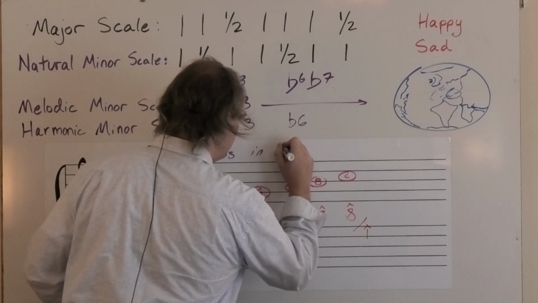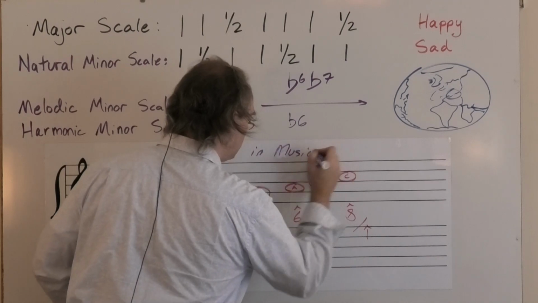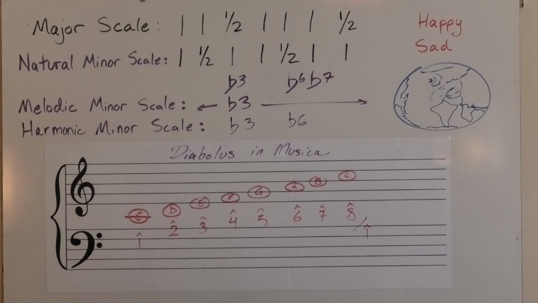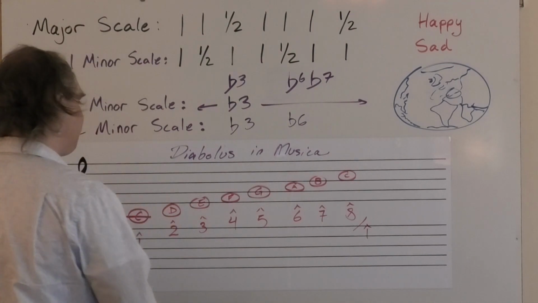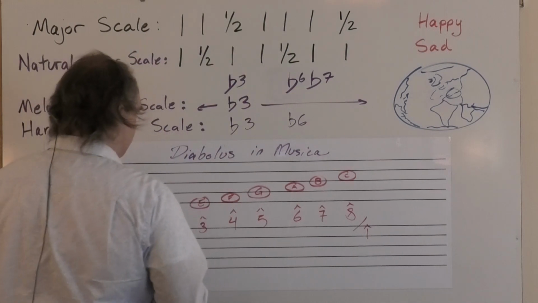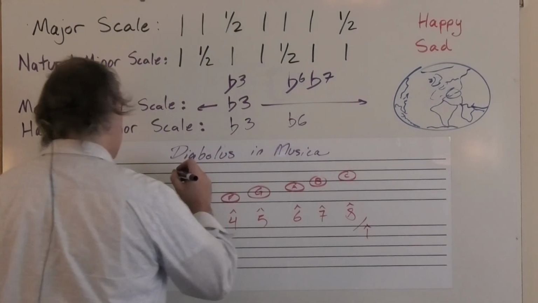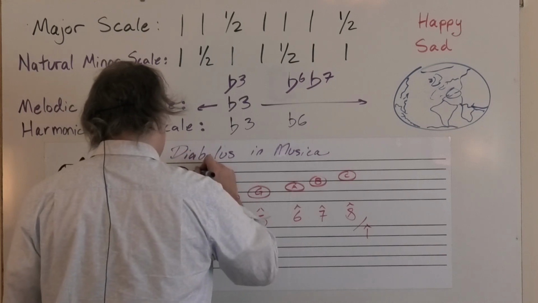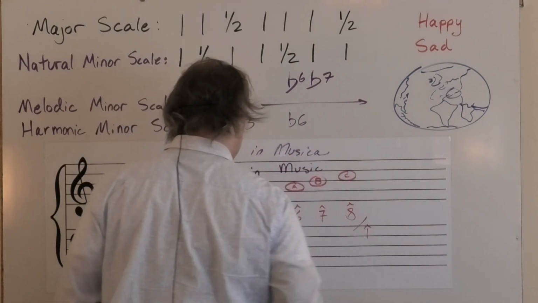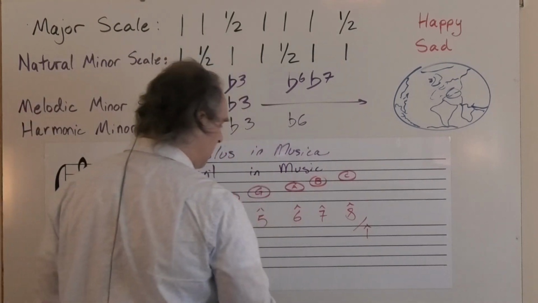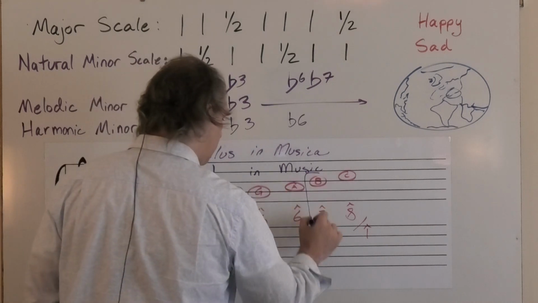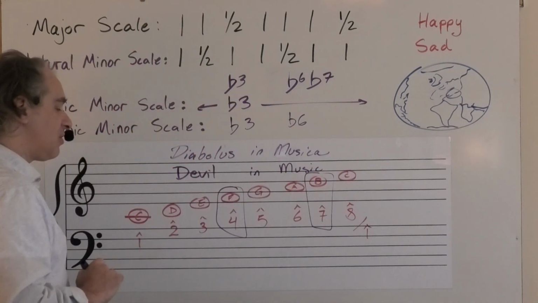Diabolus in musica. That is in the Harvard Dictionary of Music, edited by Don Randall. Don Randall signed my Harvard Dictionary of Music. So, the devil in music is called the tritone. It's either an augmented 4th or a diminished 5th, depending on how you spell it. That's the 4th scale degree and the 7th scale degree of a major scale.